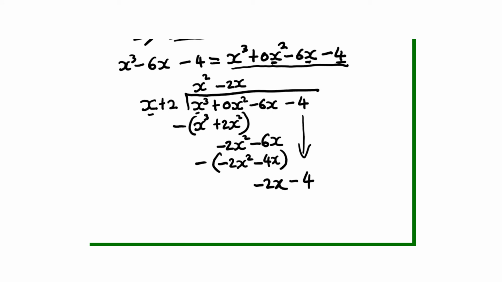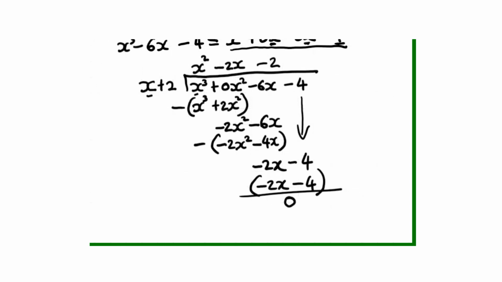Then we divide x into minus 2x. Here we get minus 2. Minus 2 times x, we get minus 2x. Minus 2 times 2 is minus 4. Then we subtract. As we subtract, I'm sure you can see that we get a 0 completely. Therefore, this will now be equal to x plus 2 into x squared minus 2x minus 2, which means we are saying equals 0.